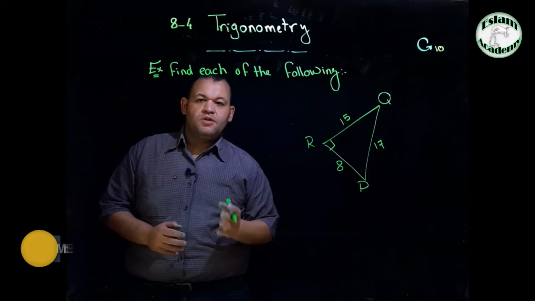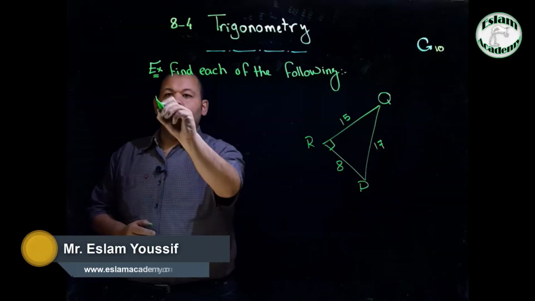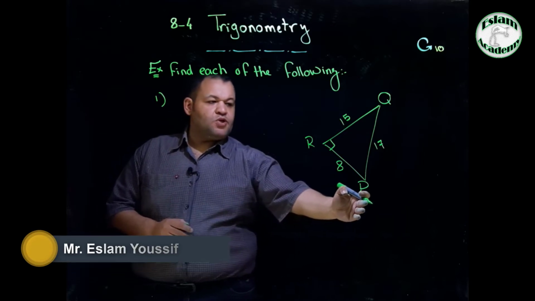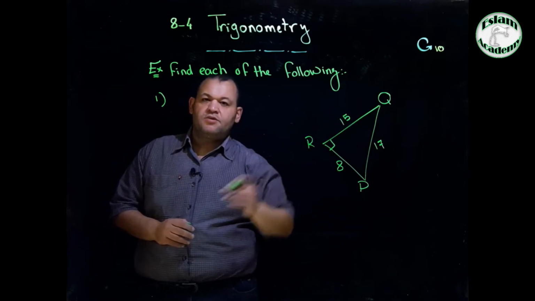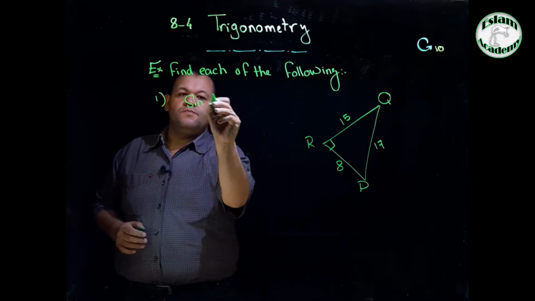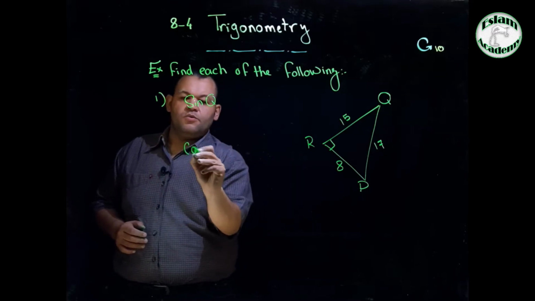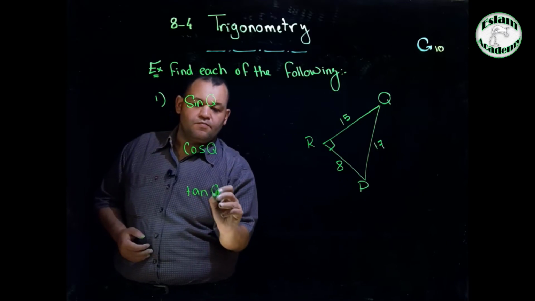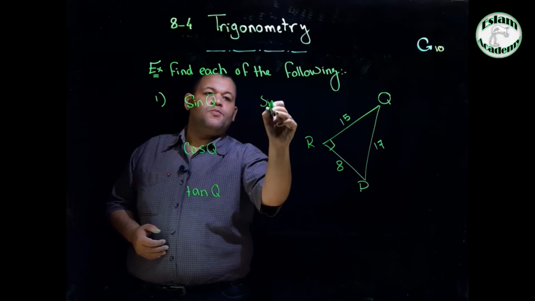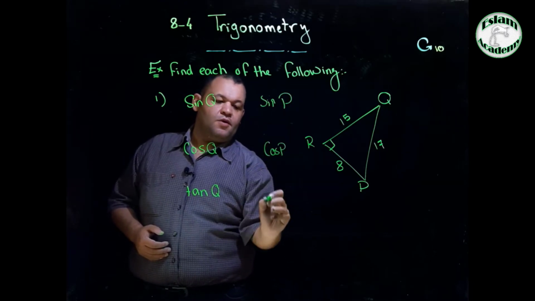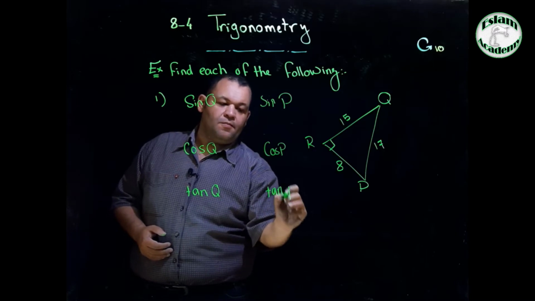How we can find the answer in this part. Question number 1. We need to find each of the following trigonometric ratios. Suppose that we have a triangle PRQ, a right angle triangle at R, and we need to find sine Q, cosine Q, tan Q, sine P, cosine P, and tan P.